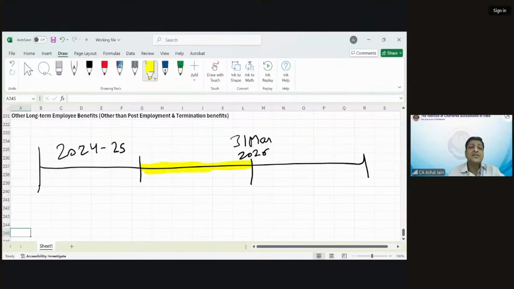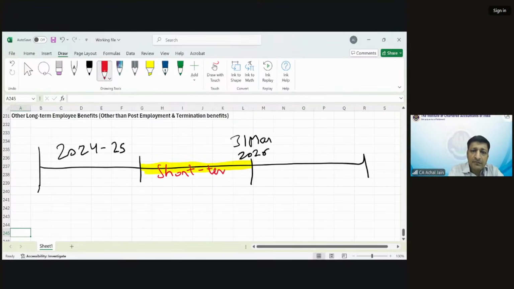what do you call it as? Tell me, what do you call it as? Any benefit which you pay within 12 months from the balance sheet date. Quickly, over to you. Great. Neeraj says short-term employee benefit. I think same is the response from Linga, Shamli, Archana. Good. So this is short-term.